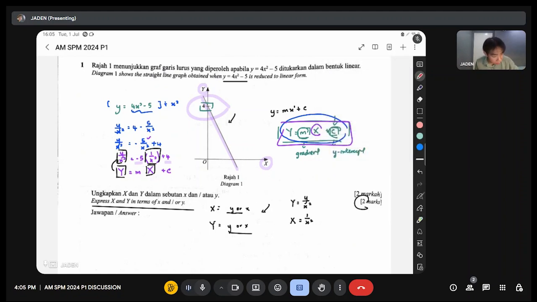For example, you learned that it should be changed into y equal to mx plus c. This is bentuk linear. Okay, bentuk linear, number 1. Number 2 is if your diagram shows you the pintasan y or y-intercept is 4, that means when you finish converting the equation into linear form, your C here should tally or align with the diagram. And that is a sign to show that you have actually done it correctly from converting the non-linear to linear form.